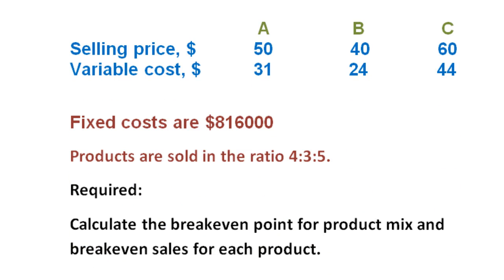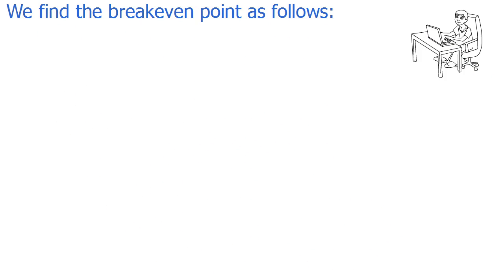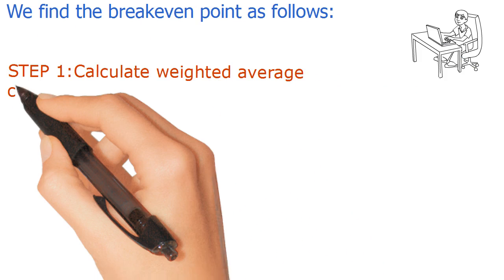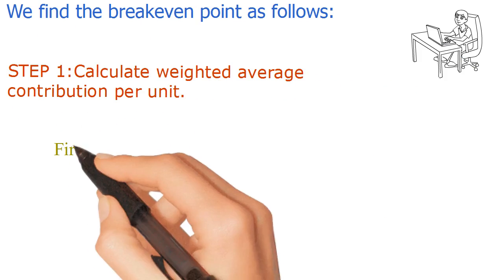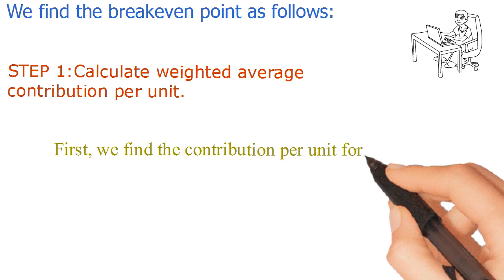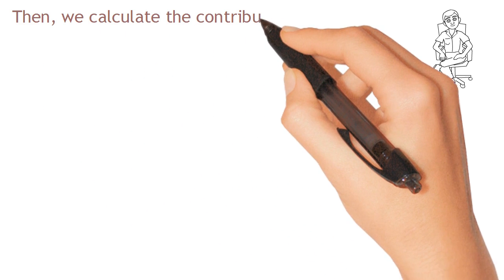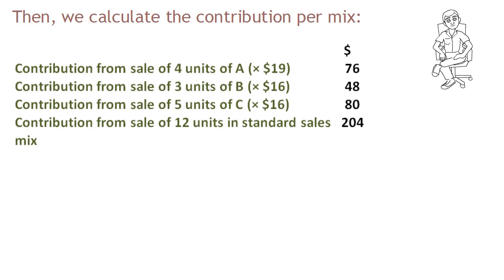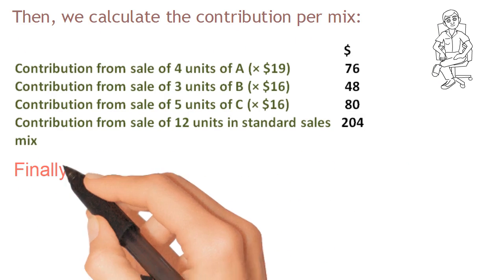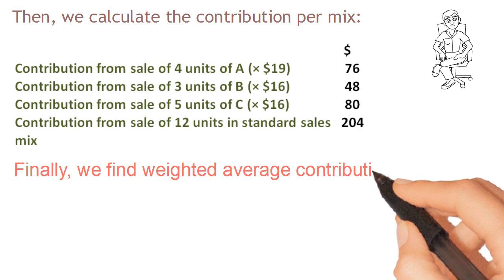We assume here that whenever 4 units of A are sold, 3 units of B and 5 units of C are also sold. We find the break-even point as follows. Step 1. Calculate weighted average contribution per unit. First, we find the contribution per unit for each product. Then, we calculate the contribution per mix. Finally, we find weighted average contribution per unit.